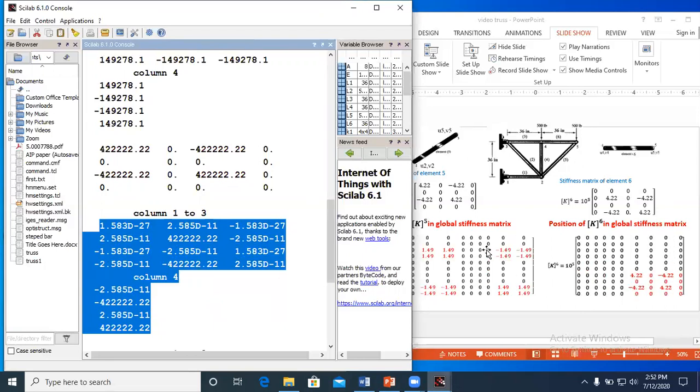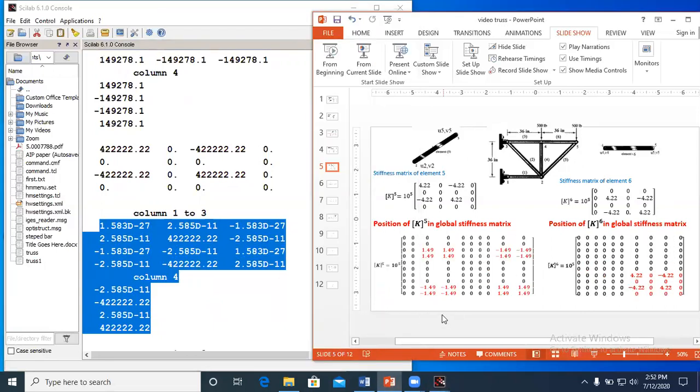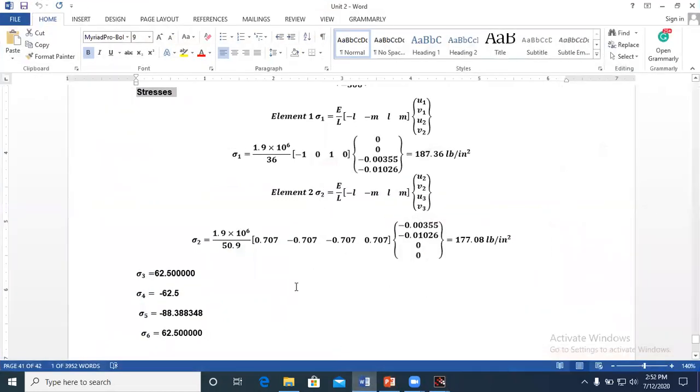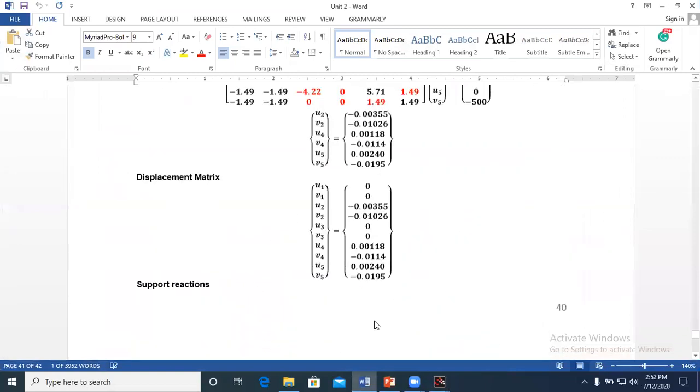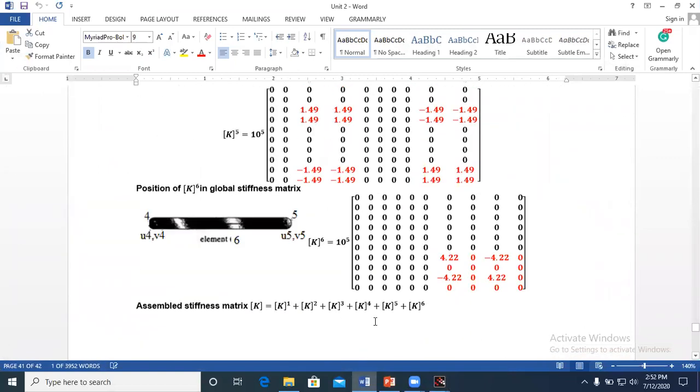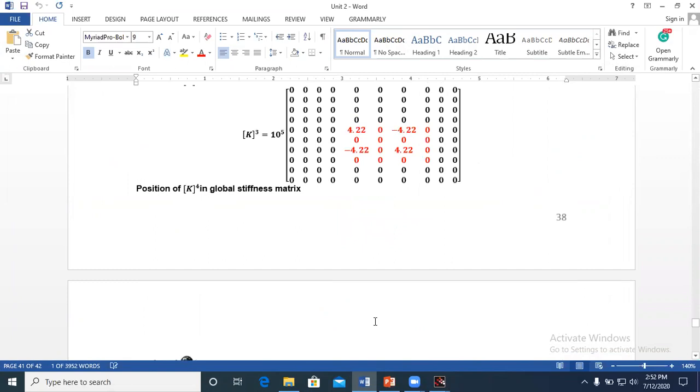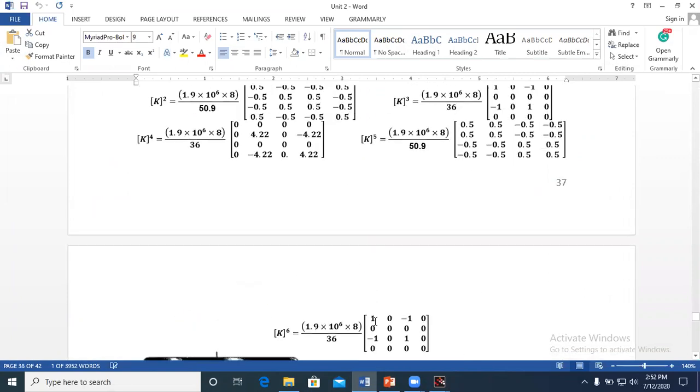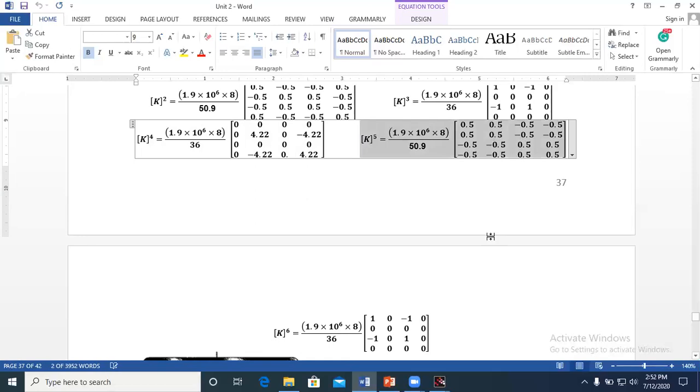Now for element number 5, again we check. Element number 5, I have made a mistake in element number 5. I will modify it. Element number 5 is this one. Okay, this one.